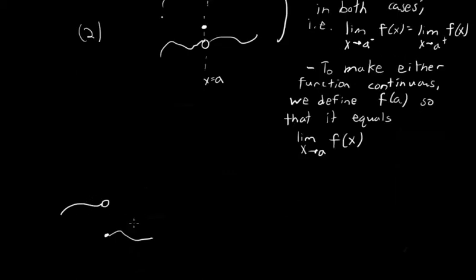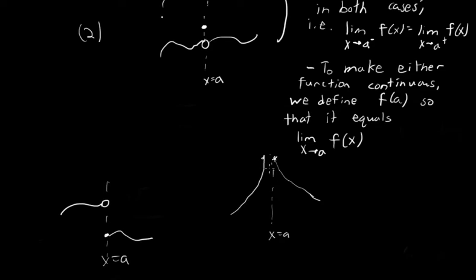So say this is f of x here. And this is the point of discontinuity at x equals a. Is this discontinuity removable or non-removable? Well, we ask ourselves, does the limit as x approaches a of f of x exist? And it does not, because the left and right limits are not equal.